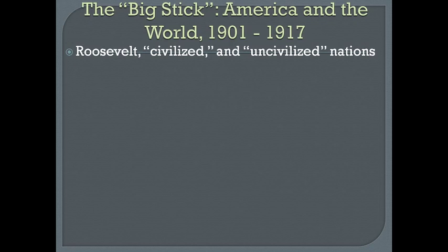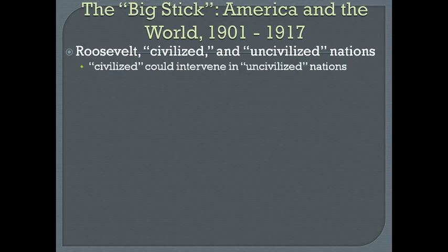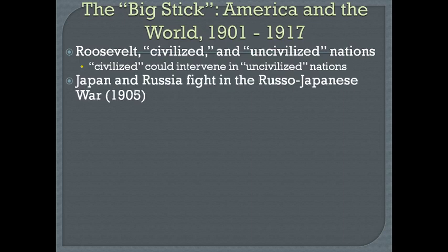And so, anyway, what he did was he pretty much said that any country that is westernized is considered to be civilized, and any nation that isn't westernized is uncivilized. So to be more specific, he considered the US to be a civilized nation and the Latin American nations to be uncivilized. So he said that civilized nations could intervene in these uncivilized nations. So with his definitions in mind, he's saying that America had full rights to intervene in Latin American nations.